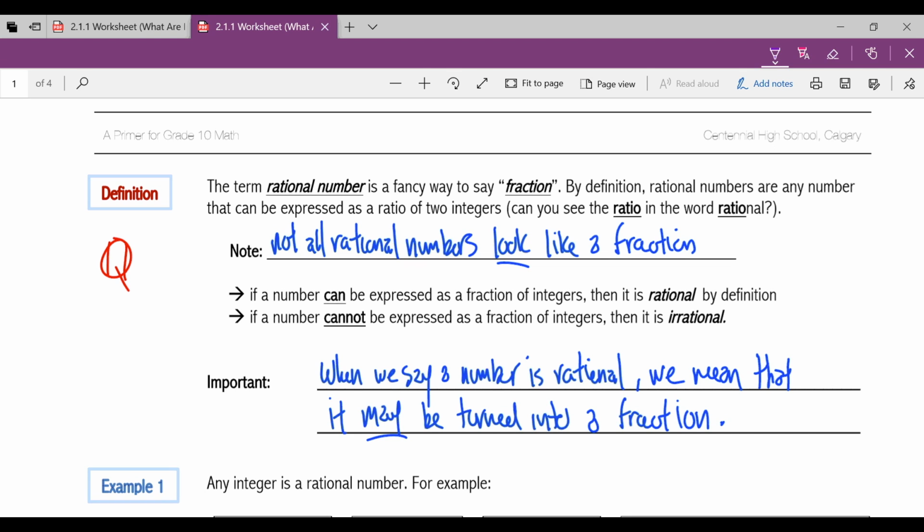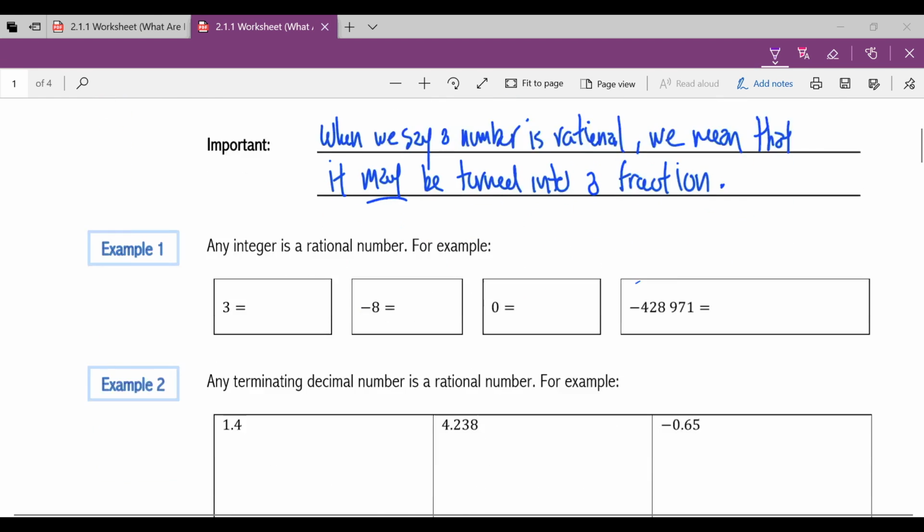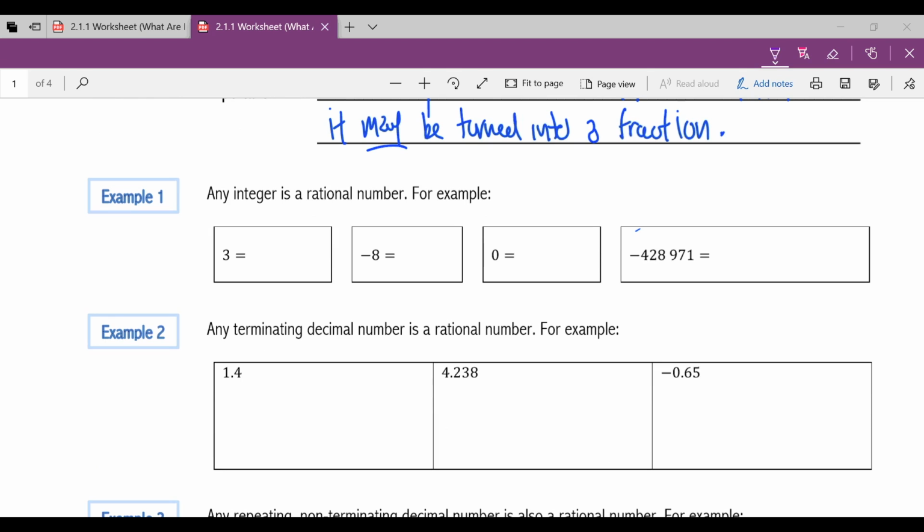All right, so let's take a look at some examples. Well, the simplest example of a rational number is simply an integer. An integer, recall, is a positive or negative whole number, including 0. And so how do we turn integers into fractions? Well, you just divide it by 1. So 3 over 1 is the fraction version of the integer 3. 3 is rational. Likewise, negative 8 is simply negative 8 over 1.